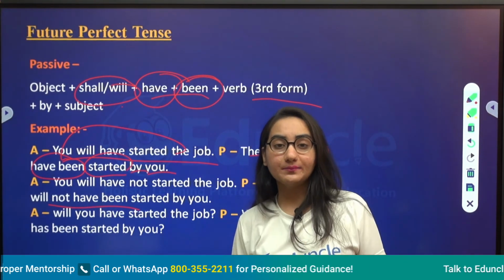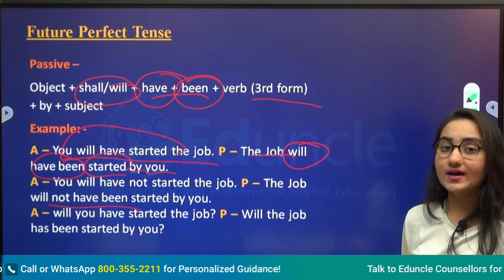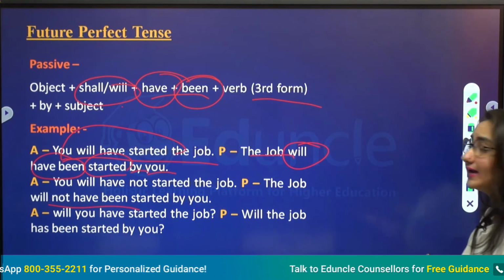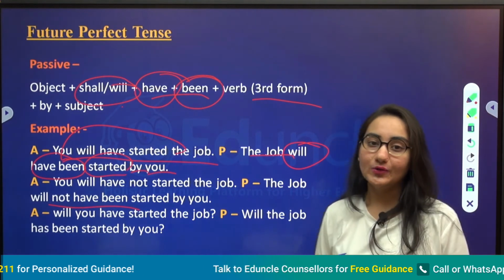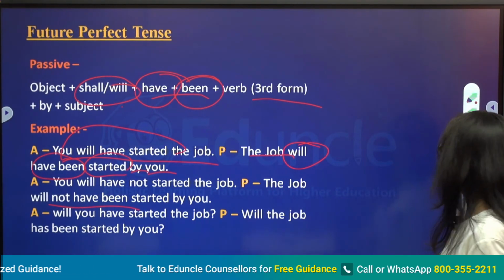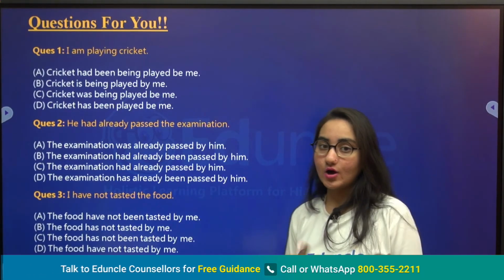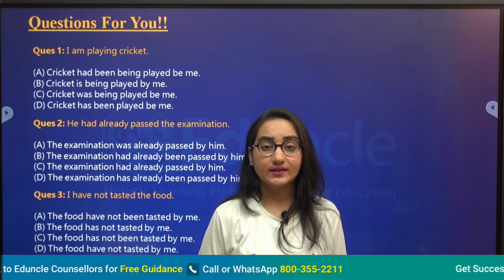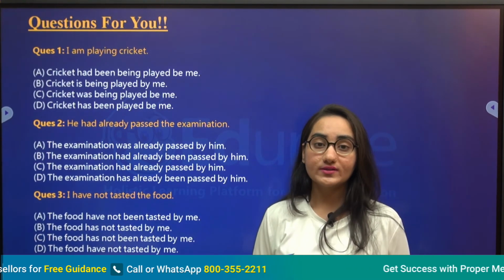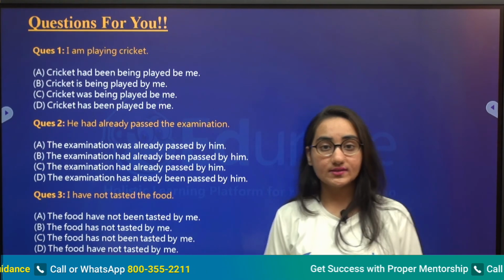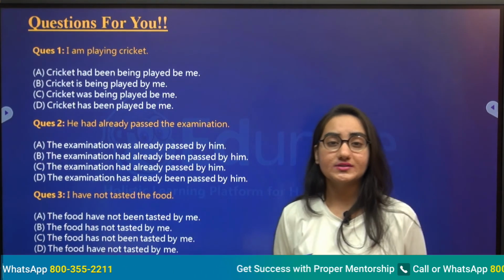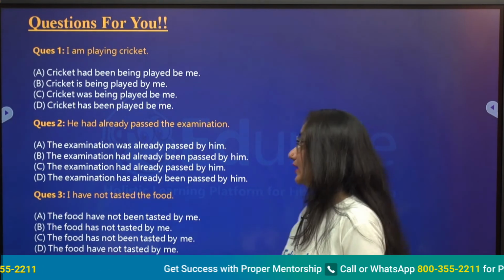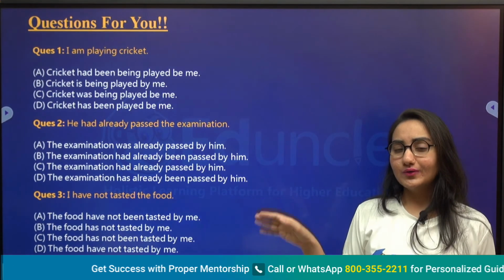So I hope I am making it clear and all your doubts are getting solved, and if you still have any doubt, do let me know in our comment box. So this is how we convert a sentence of active voice into passive voice. We have seen it in all the 3 tenses, in the simple tense, continuous tense and the perfect tenses as well. So I have a few questions for you.